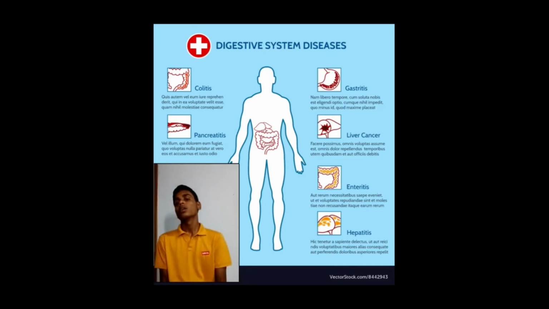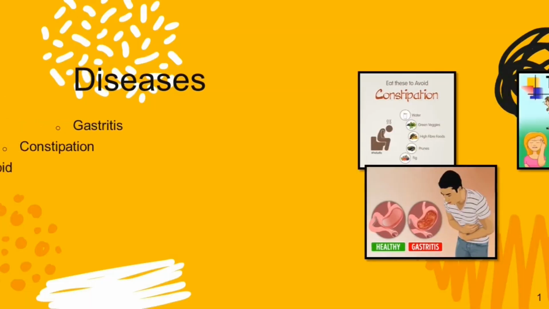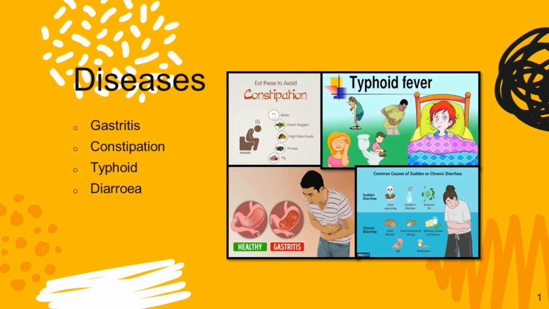Here we are. Let's move to our last topic, which is diseases associated with the digestive system. Gastritis, constipation, typhoid fever, diarrhea are the diseases that are associated with the digestive system.